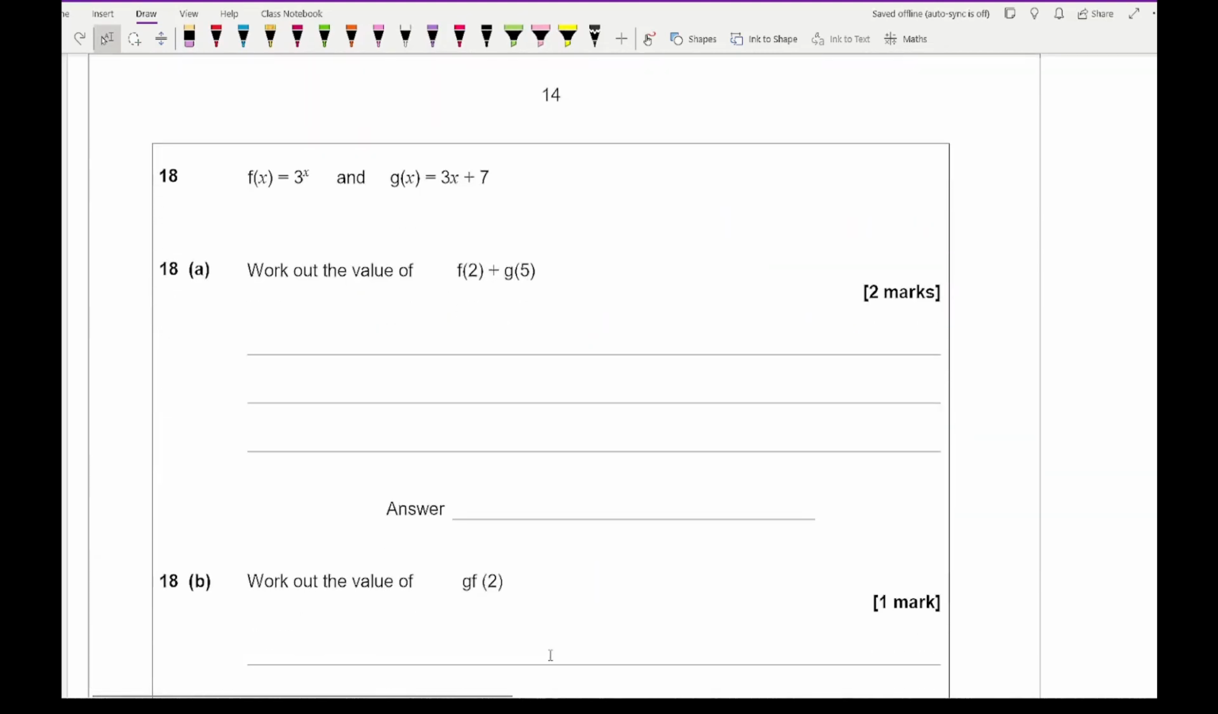Moving on to question 18, it says f of x equals 3 to the power x and g of x equals 3x plus 7. Work out the value of f2 plus g5.